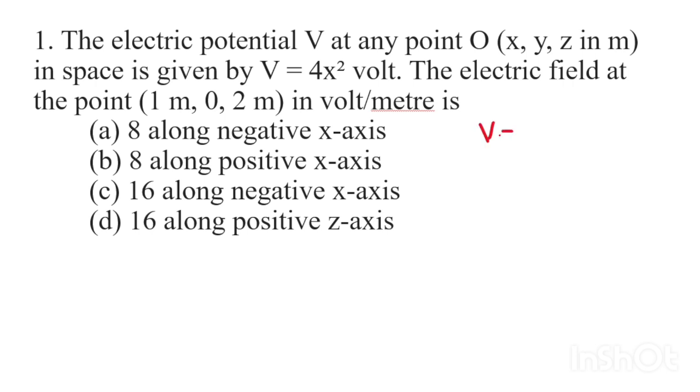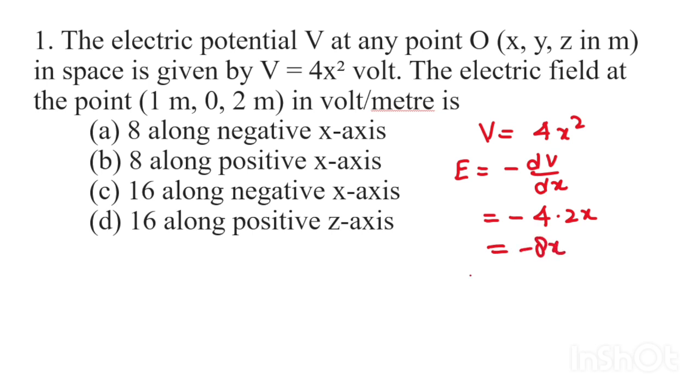Now given is V equal to 4x square. The value of electric field E equal to minus dV upon dx. Now we differentiate: minus 4, and the derivative of x square is 2x. So this is equal to minus 8x.